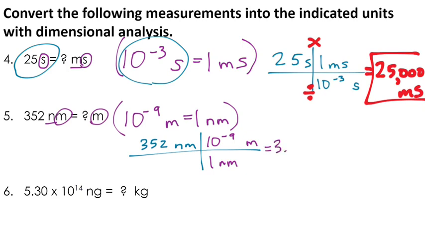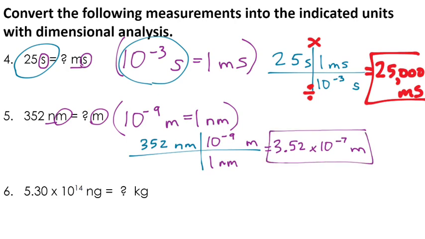There's a chance your calculator at home might struggle with this or show this in a different form, but I'm getting some scientific notation out because my calculator doesn't want to write all those zeros. So I got 3.52 times 10 to the negative 7th, and that would be meters, of course.